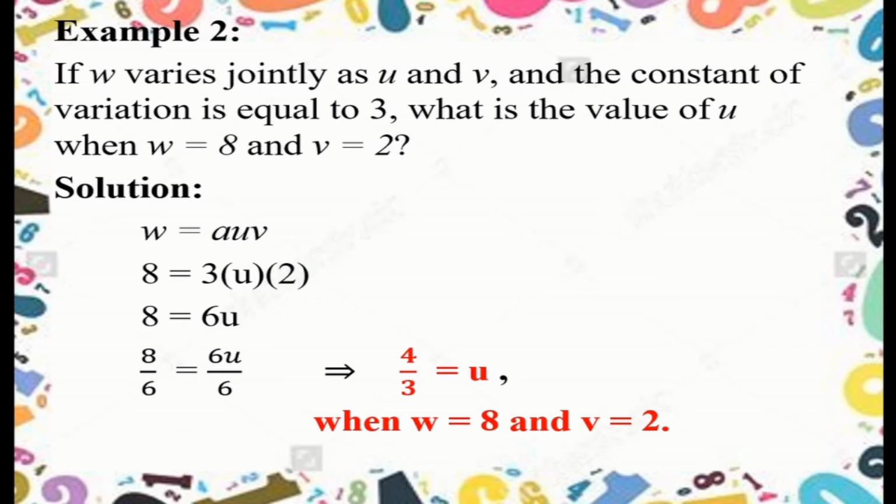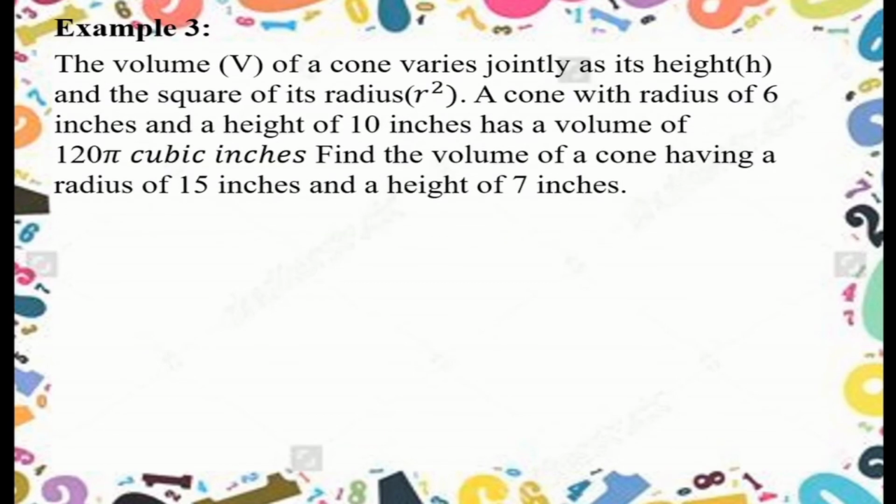In example number 3, it is a word problem involving joint variation. So the volume V of a cone varies jointly as its height and the square of its radius. So V, yung naunang na-mention, ito yung magiging Y ninyo. So, we can create our own formula for that. A cone with radius of 6 inches and a height of 10 inches has the volume of 120 pi cubic inches. Find the volume of a cone having a radius of 15 inches and a height of 7 inches.